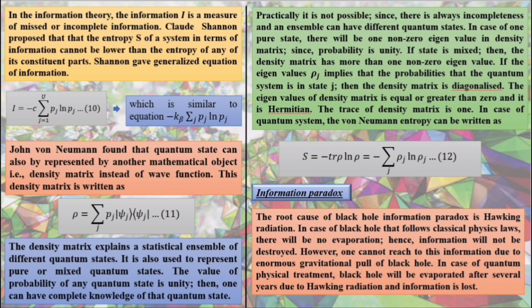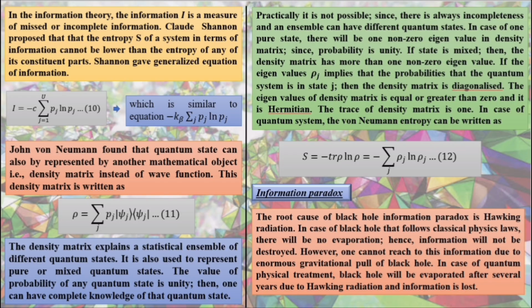In case of a pure state, the considered quantum system exhibits zero entropy, but in practice, it is impossible. If the value of probability of any quantum state is unity, then one can have complete knowledge of that quantum state. That is practically impossible. So there is always incompleteness, and an ensemble can have different quantum states. So an ensemble is a mixture of quantum states. In case of one pure state, there will be one non-zero eigenvalue in the density matrix since probability is unity. If the state is mixed, then the density matrix has more than one non-zero eigenvalue.